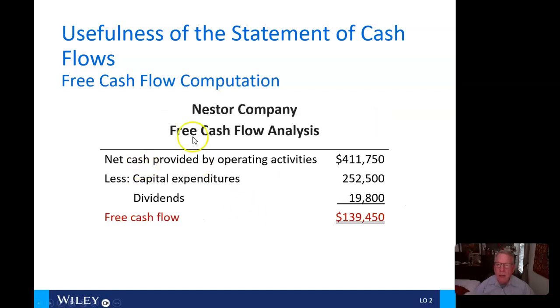All right, let's take a look at this from the old Nestor company and its free cash flow that we previously calculated, the net cash provided by operating activities. We're going to back out our capital expenditures, those things that we spent to purchase long-lived assets, and we're going to subtract out our dividends. And that gives me $139,450 to be used to build my company and to make it more prosperous and profitable.